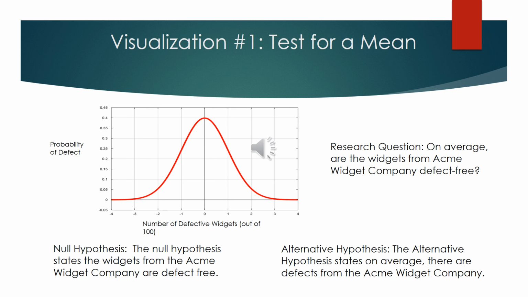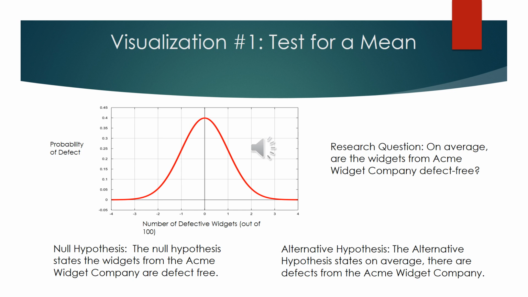On slide 3, we have Visualization 1, test for mean. The research question for this particular mean: on average, are the widgets from Acme Widget Company defect-free? Now, the null hypothesis states the widgets from the Acme Widget Company are defect-free. However, the alternative hypothesis states on average, there are defects from the Acme Widget Company.